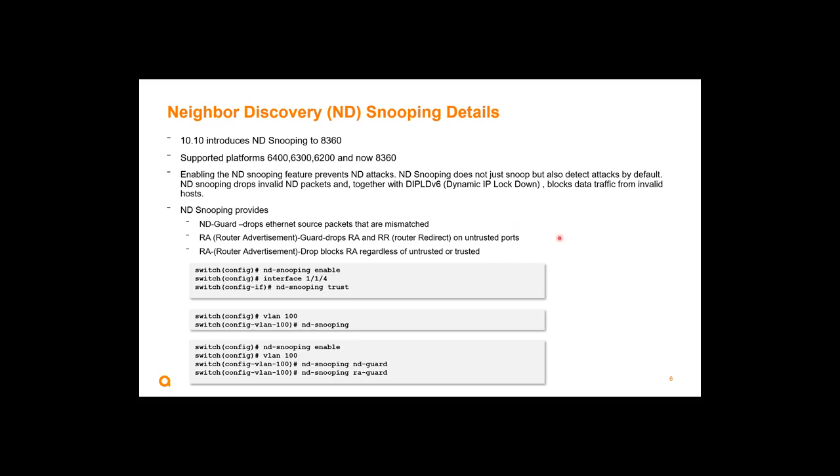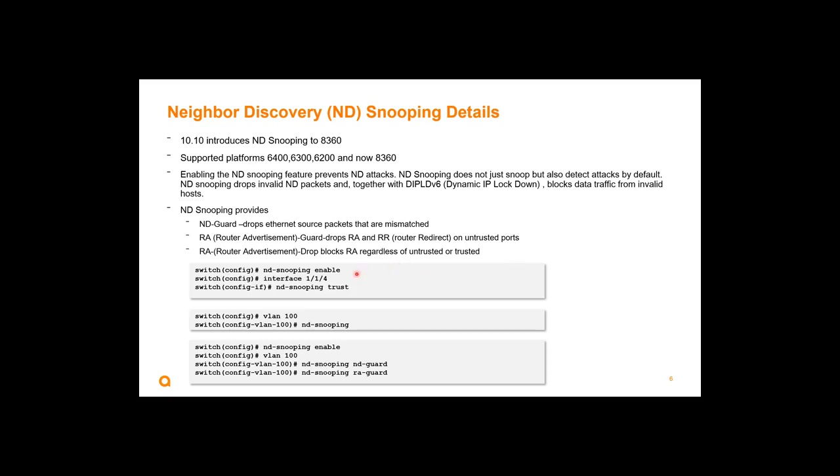We also have RA support, so we can handle router advertisements as well as router redirects on untrusted ports. We can also have RAs on untrusted and trusted ports, and we can have drops regardless of that. Also, please look at the RA guard update feature, where we talk about policies on RA guard, in this series for 10.10. So here's a quick configuration.